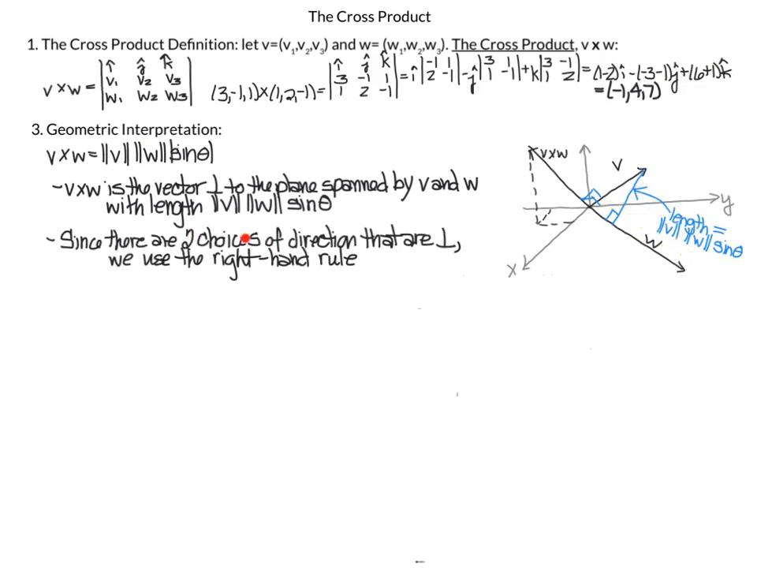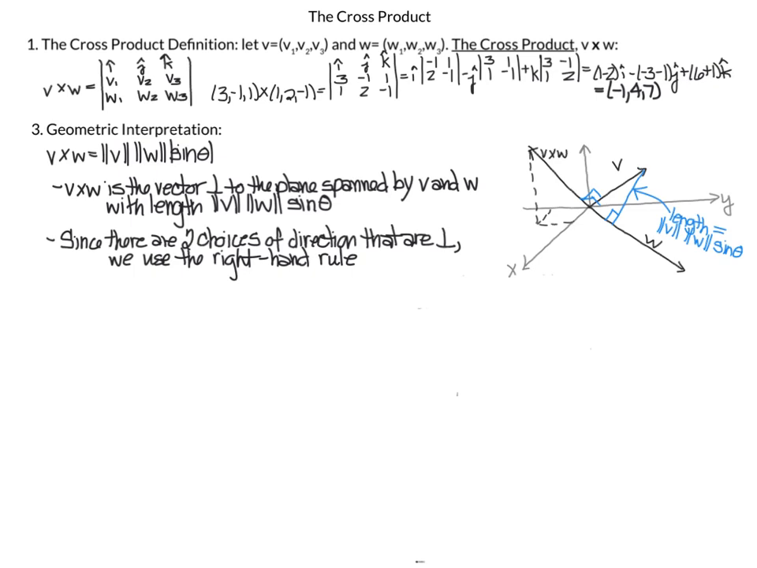Once you have a plane, there are two choices for direction that are perpendicular. So think of a table in a room, and let's assume this table is perfectly horizontal. You can think of the vector that points upwards, up towards the ceiling, out of the table. That's one direction that's perpendicular. Or you can think of a vector that points straight down into the table and down to the floor. That's another direction. They're in opposite directions, but they're both perpendicular to the table.